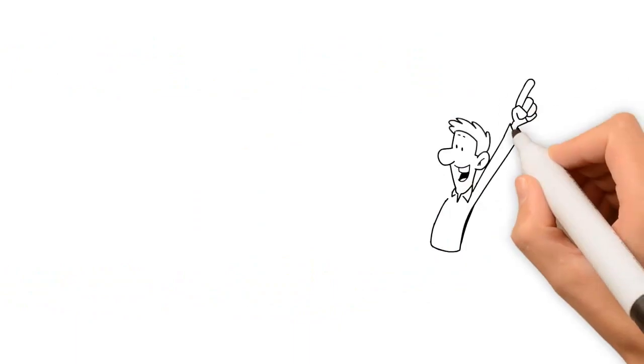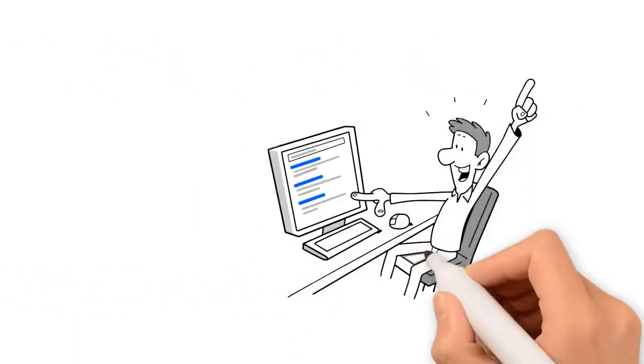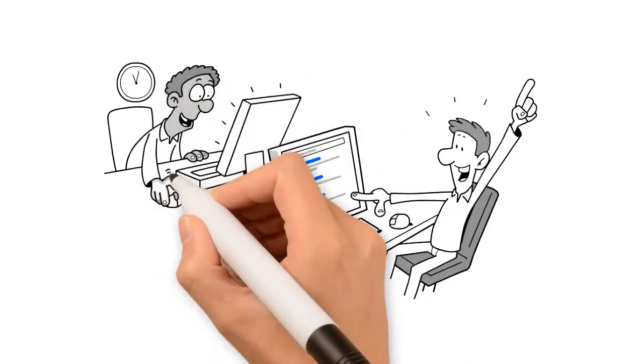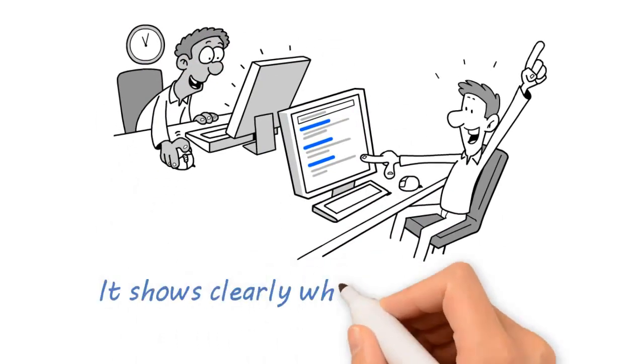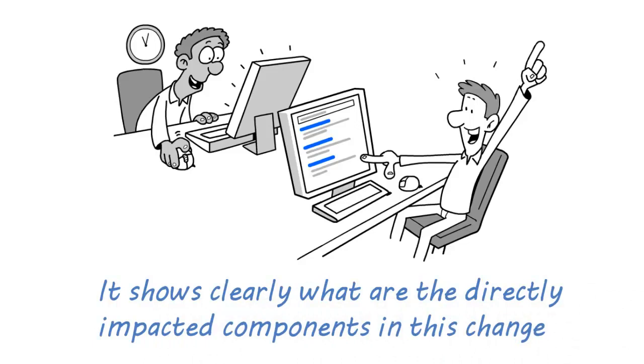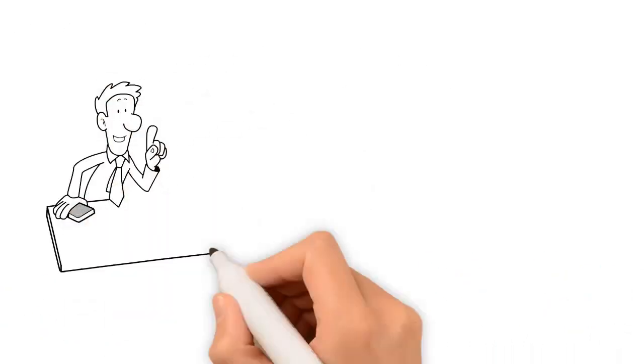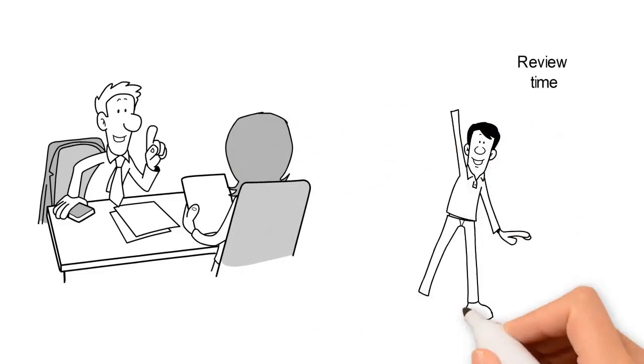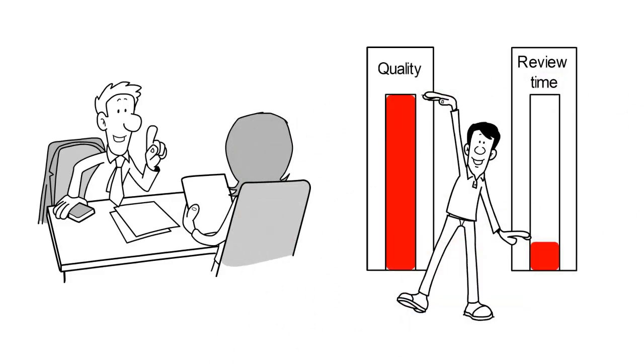In addition, the report also includes the impact view, knowledge that is not available in the diff at all. It shows clearly what the directly impacted components in this change are. So, the point of adding the Softagram Impact Report is all about reducing review time and increasing quality.